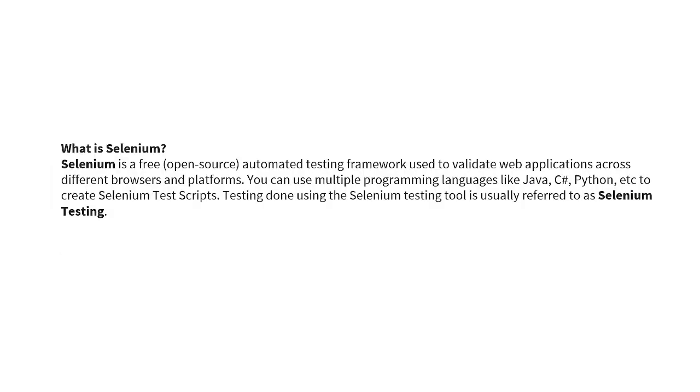So today we'll be looking at what is Selenium. Selenium is a free, open source, automated testing framework used to validate web applications across different browsers and platforms. You can use multiple programming languages like Java, C Sharp, Python, etc. to create Selenium test scripts. Testing done using the Selenium testing tool is usually referred to as Selenium testing.